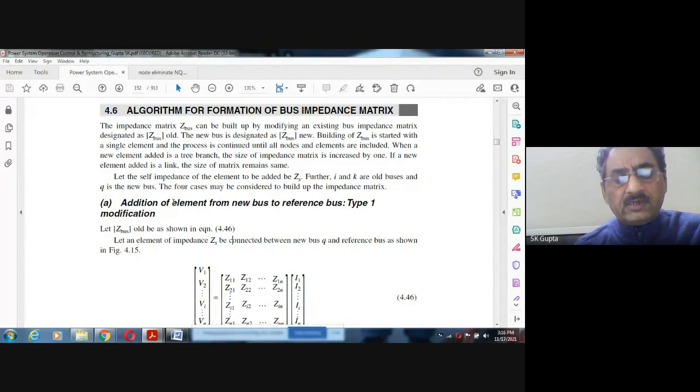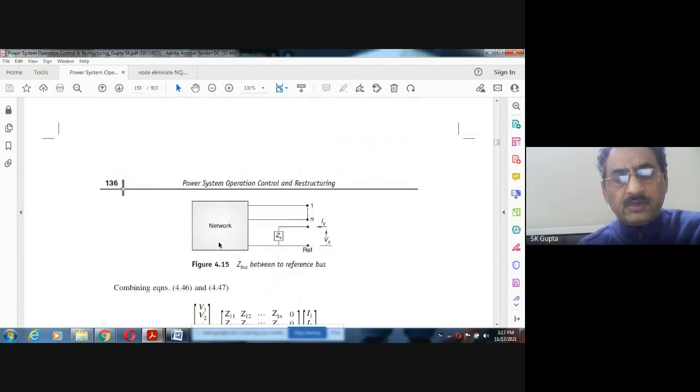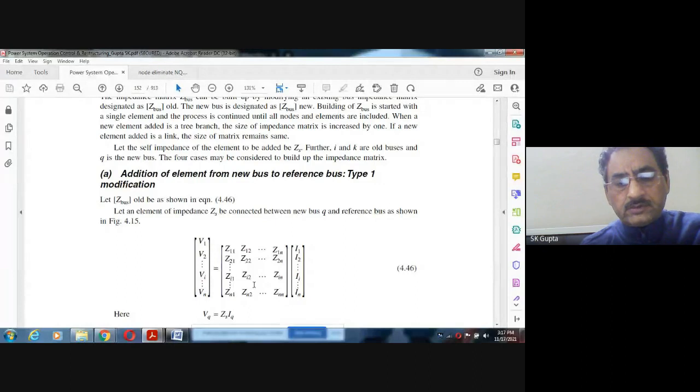If a transmission line is connected from the new bus to the reference bus, such a modification is called the type 1 modification. And how will we handle this, how to modify the Z bus? Let us have, in the beginning, this Z bus already available. This is called the Z bus old. There is some network already having this Z bus, and the relation between Z bus and voltages of the buses we already know: V bus is equal to Z bus times I bus.